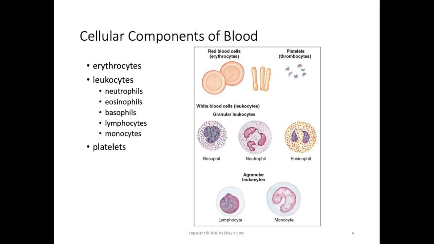There's definitely some species variation within that as well, within the percentages. So looking at the cellular components of blood, we have erythrocytes, which are red blood cells, leukocytes, which are white blood cells, including neutrophils, eosinophils, basophils, lymphocytes, and monocytes. And then we have platelets.